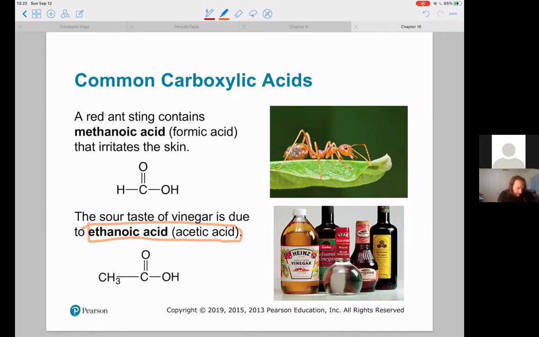Another one, formic acid or methanoic acid, is that compound that irritates your skin when you get a bite by a red ant. So yeah, that kind of irritation feeling is from methanoic acid.